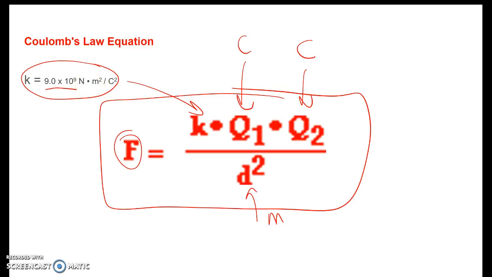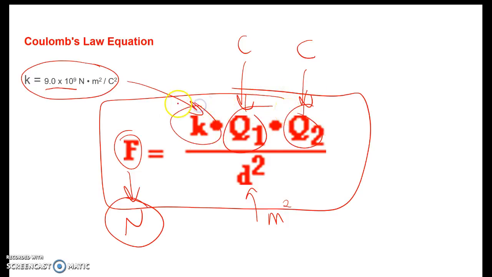Now why that's important is that the meters get squared, so that cancels out meter squared, and coulomb squared cancels out coulomb squared, and so our force will be measured in newtons, just like we want it to be. So the charges of the two items multiplied by each other, multiplied by the constant, divided by the distance in meters between them squared, will find us our force.